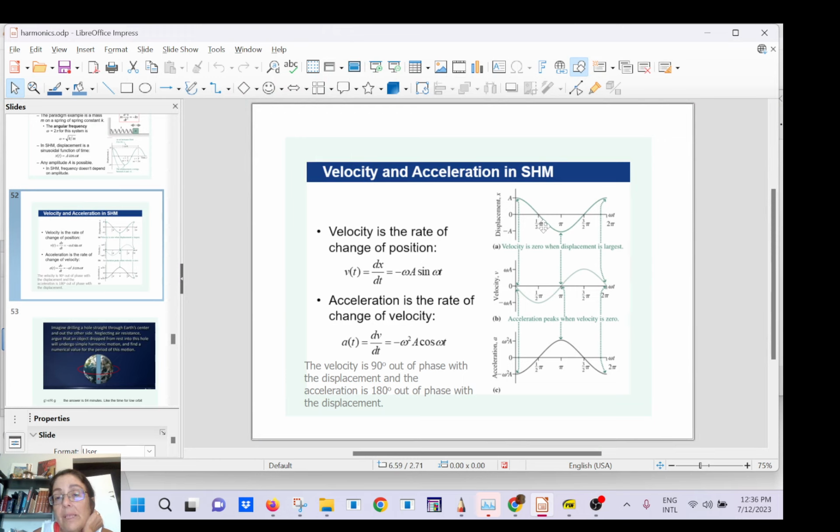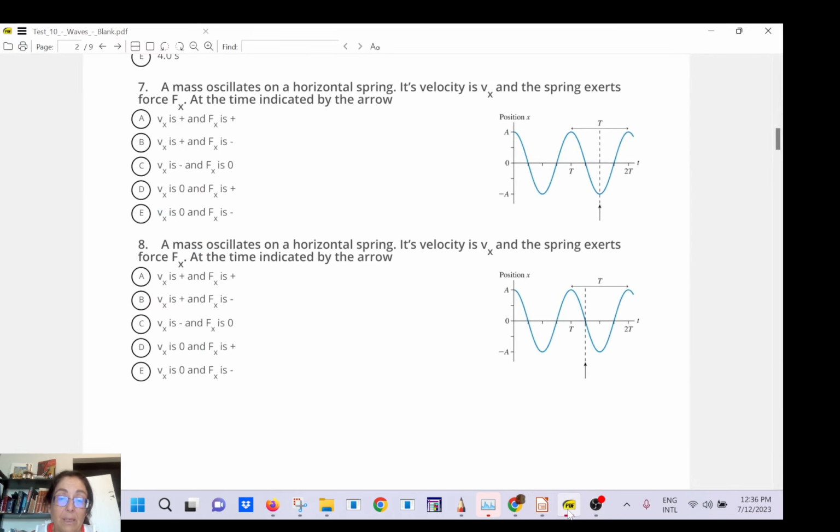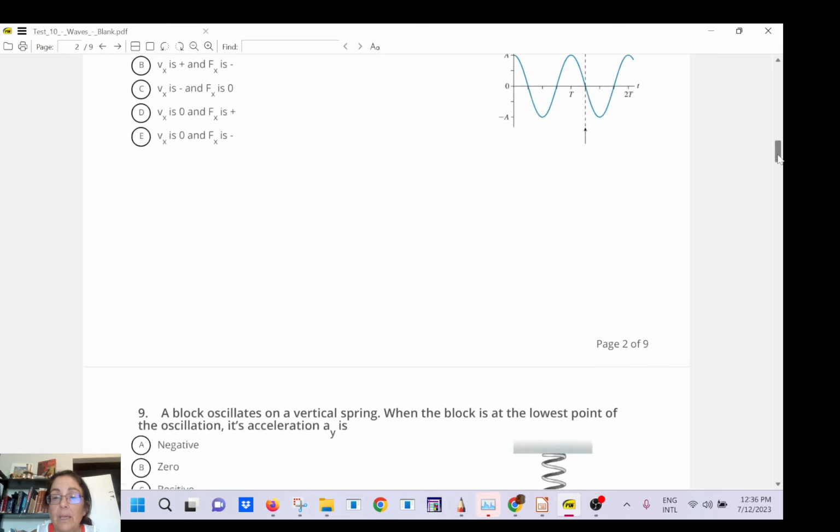The position here is here, and the slope is negative. So I am at that position here, which means the velocity here is maximum and negative, and the force equals 0. So I am at that point here. Okay, so what did we say? I think we answered right. The velocity is negative and the force is 0.